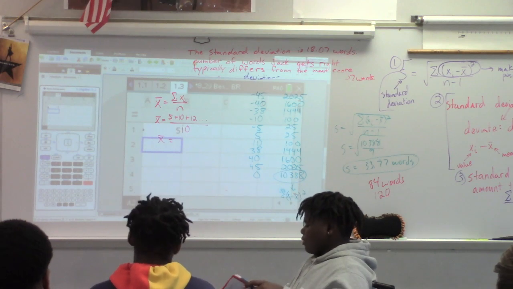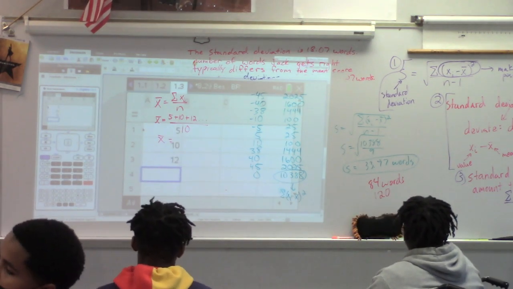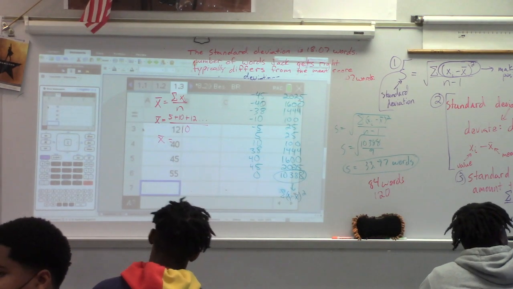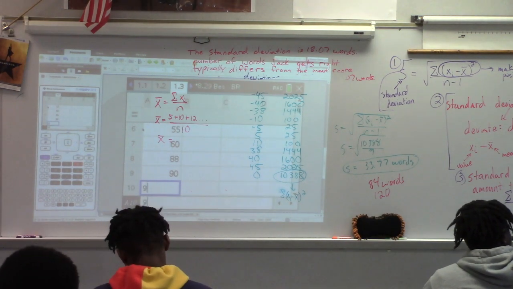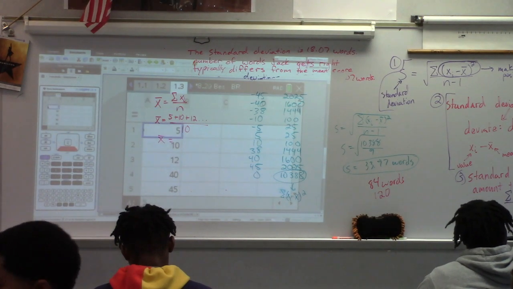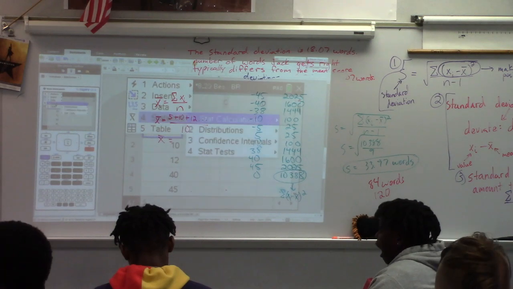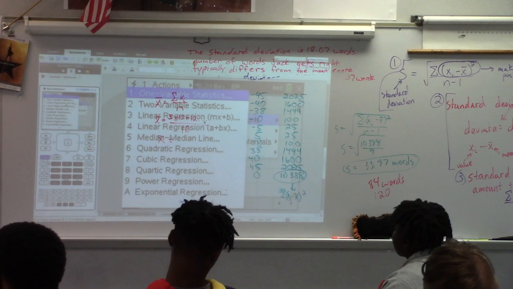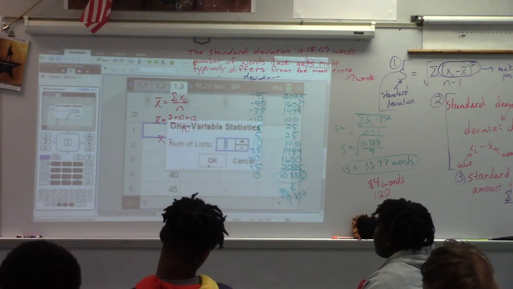What was the next number for Timar? 10? 40? 45? 55, 60, 88, 90, 95. Alright, so I want to show you this. This is a feature in the calculator where I have all this in a list. I'm going to go to menu just like before. You know how we're studying statistics? See this button, stat calculations? I'm going to do one variable statistics.